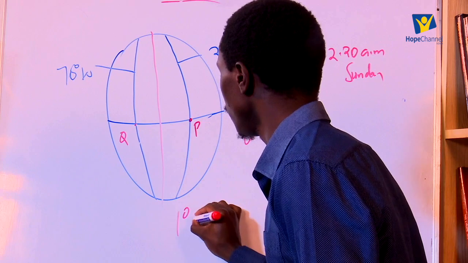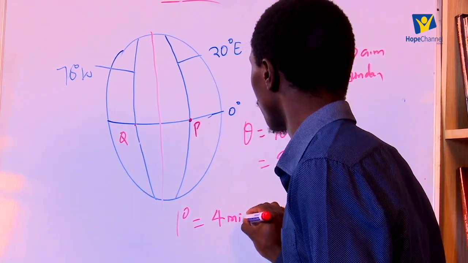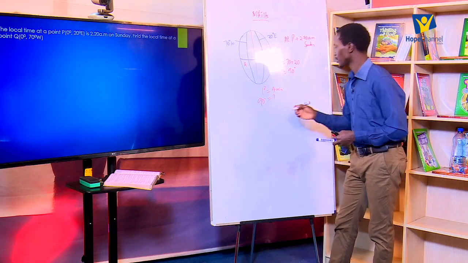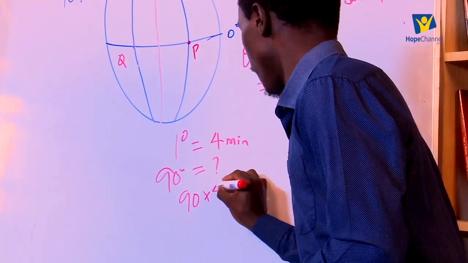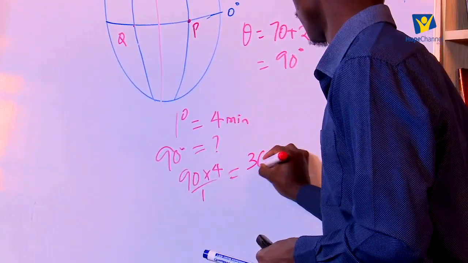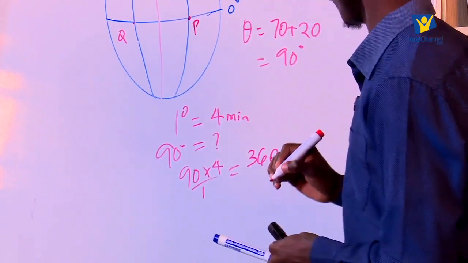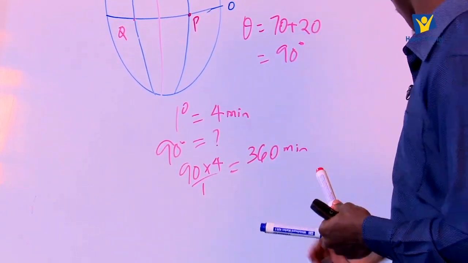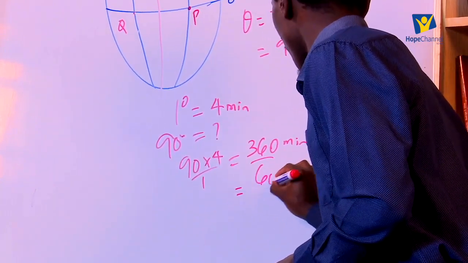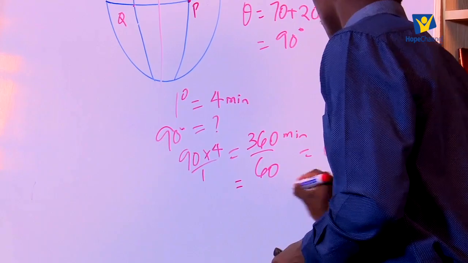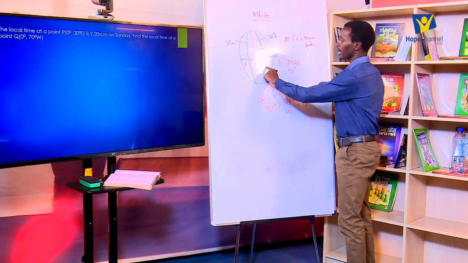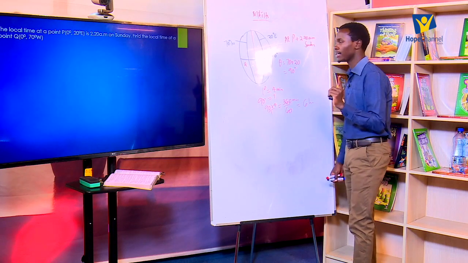These 90 degrees will give us the time difference between the two. Remember, 1 degree is equal to 4 minutes. So how many minutes are 90 degrees? That is 90 multiplied by 4 over 1, which gives us 360 minutes. Convert the 360 minutes to hours. You divide by 60, and that gives us 6 hours. That tells you that point P is ahead of Q by 6 hours.